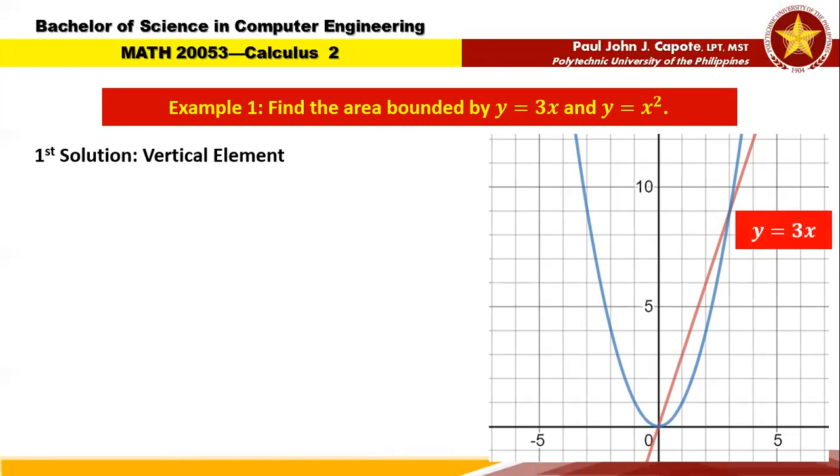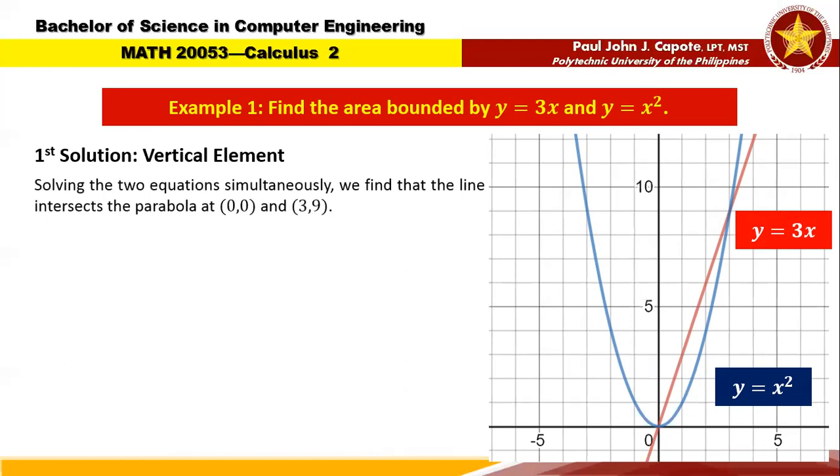The red line represents the graph of function y equals 3x, and the blue curve for the function y equals x squared. Solving the two equations simultaneously, we find that the line intersects the parabola at points (0, 0) and (3, 9). Hence, since we are using the vertical element of an area, we will use this general formula.